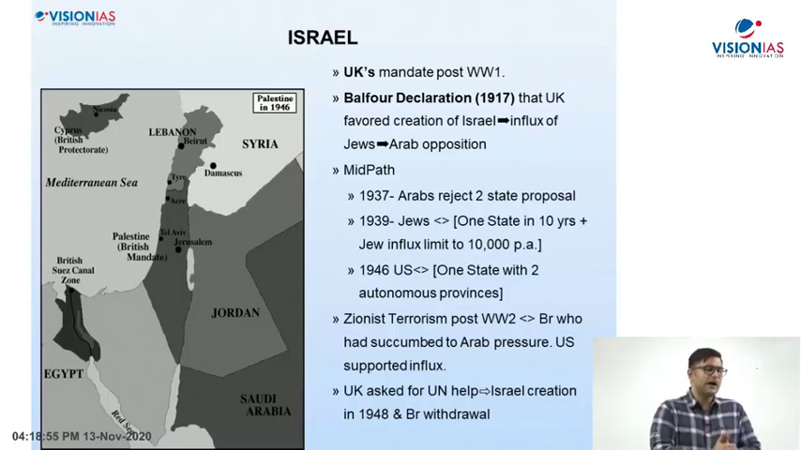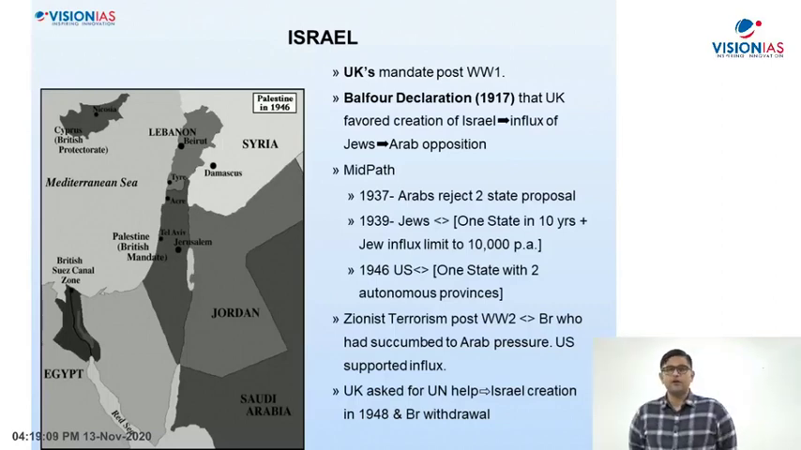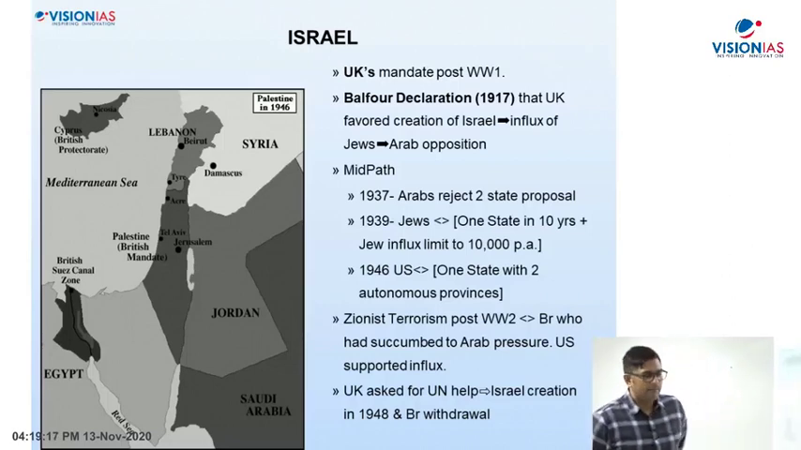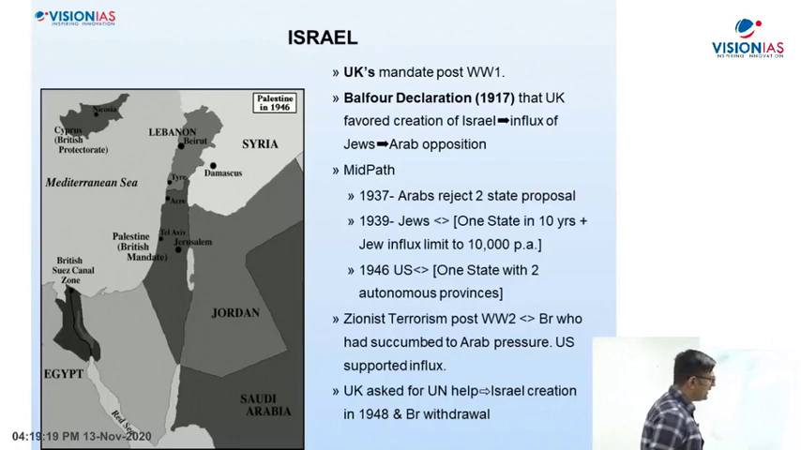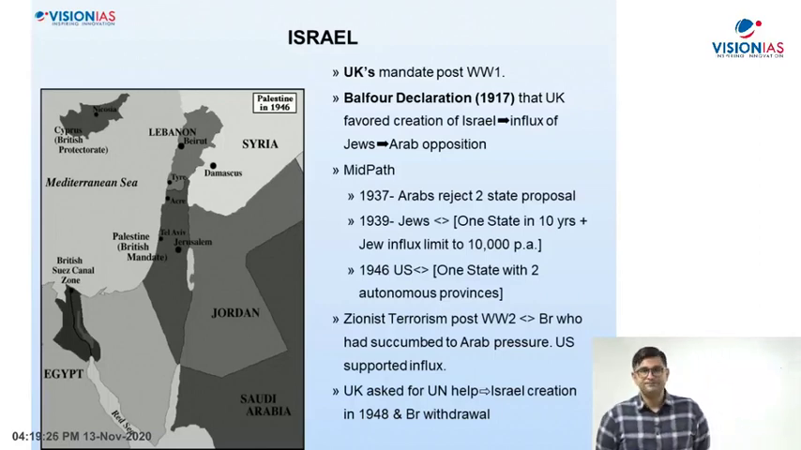So therefore, there was a demand that we want our Jewish homeland, we want the creation of Israel. The first thing happens with the disintegration of the Ottoman Empire after World War I. After that, the British came to possess the territory of Palestine. And the British gave a declaration called the Balfour Declaration, B-A-L-F-O-U-R, 1917, whereby they declared that they favor a Jewish homeland, that one day we will create Israel.